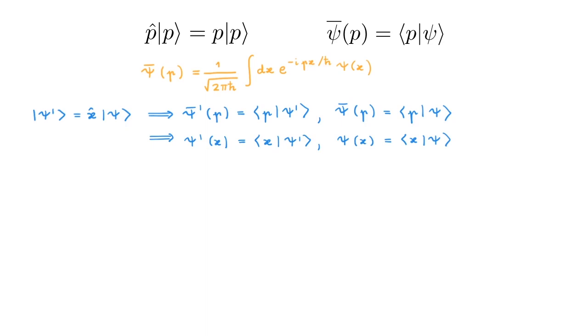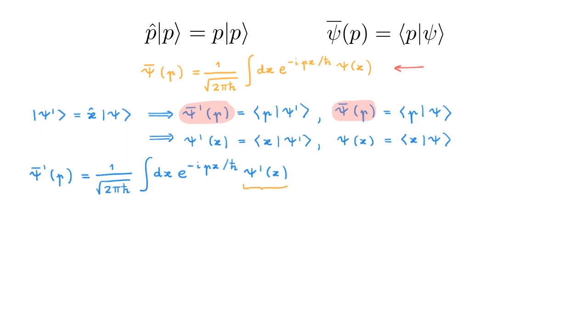To understand how the position operator acts in momentum space, we need to be able to write psi bar prime of p in terms of psi bar of p. To get started, we write psi bar prime of p, and then use the Fourier transform relation above to set this equal to 1 over the square root of 2 pi h bar, integral over dx, e to the minus i p x over h bar, psi prime of x. We know from the beginning of this video that psi prime of x is simply equal to x times psi of x, because the position operator acts by multiplying by x in the position representation.